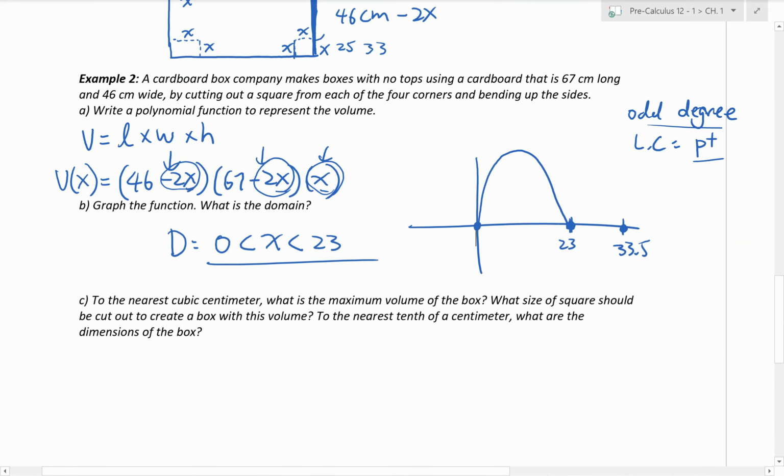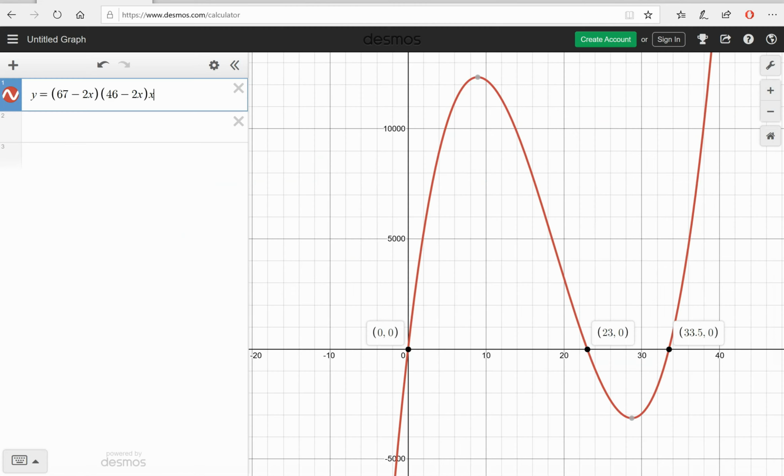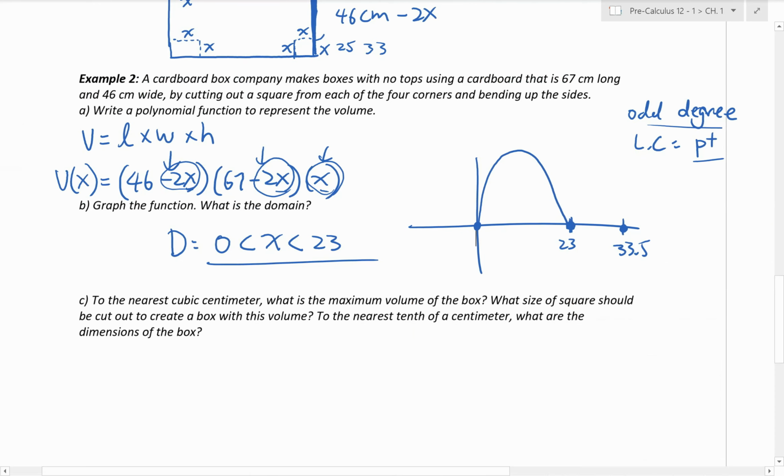The question says, what is the maximum volume? Now remember, our y value, that's our V. The y value represents the volume. So if we want to find the maximum volume, we simply need to click the maximum point for this graph. Again, we only consider between 0 and 23, so the right-hand side we don't need to consider. We only consider this portion. So that is our maximum volume. The maximum volume is 12,348.414.